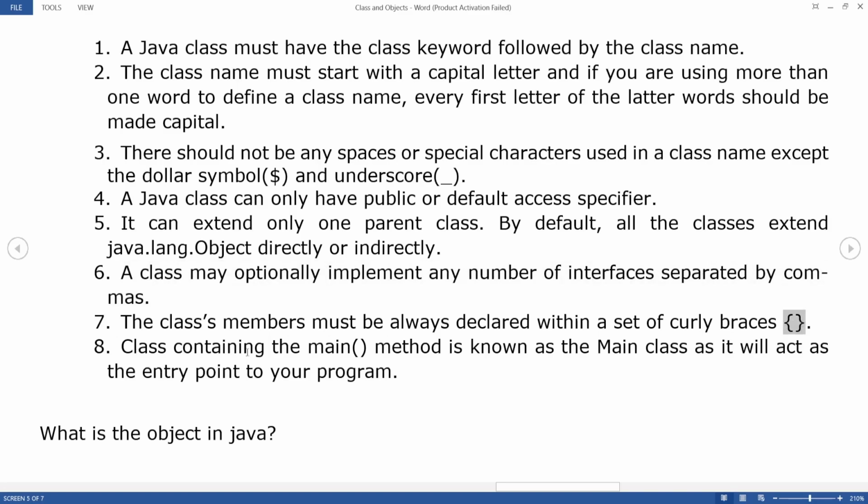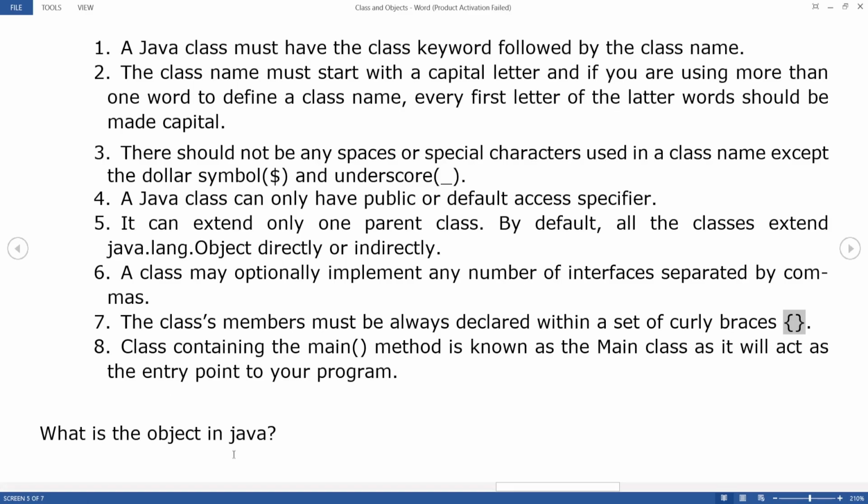Okay, the class that contains the main method is known as the main class, as it will act as the entry point of your Java program. So whenever you write a Java program and try to execute it, it will start its execution from the main method only.